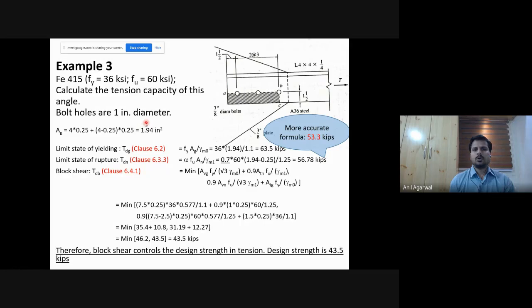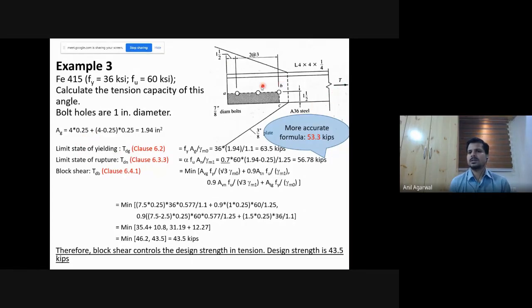Okay, and the bolt holes are 1 inch diameter. So if you have a bolt that is 7/8 of an inch, the bolt hole has to be 1 inch, 1/8 of an inch larger than that. Basically, you have a 1.5 to 2 millimeter clearance requirement. That approximately translates to 1/8 of an inch. So the holes are 1 inch. Fine. Everybody understood the question?